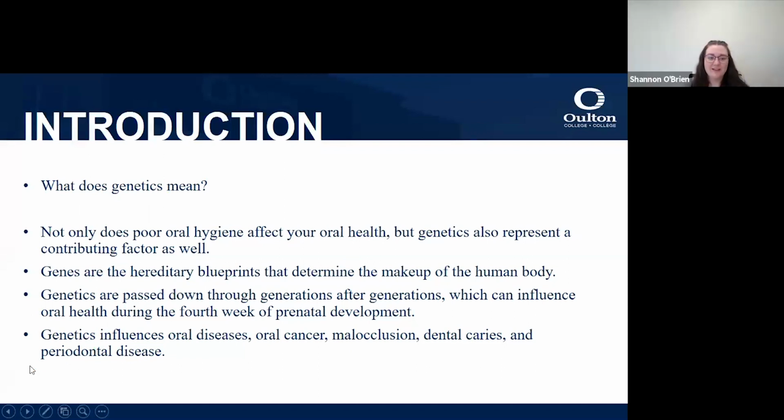All right, so what is genetics? Not only can poor oral hygiene contribute to your oral health problems, but genetics plays a contributing factor as well. Genetics are the hereditary blueprints that determine the makeup of the human body, and genetics are passed down through generation after generation, which can influence oral health during the 4th week of parental development. Genetics can influence oral diseases, oral cancer, malocclusions, dental caries, and even periodontal disease.